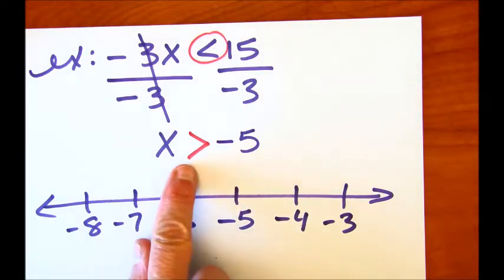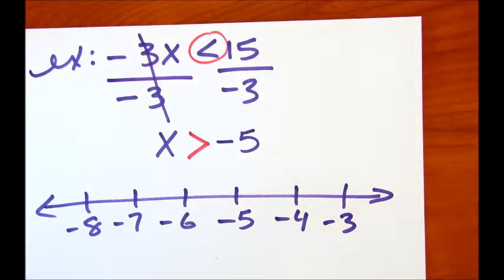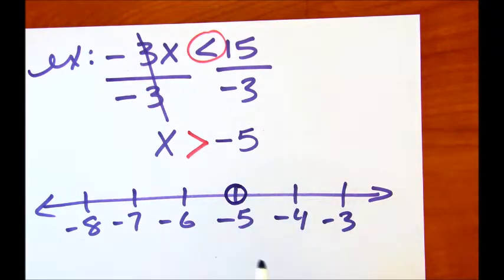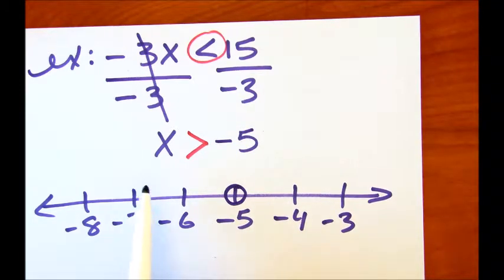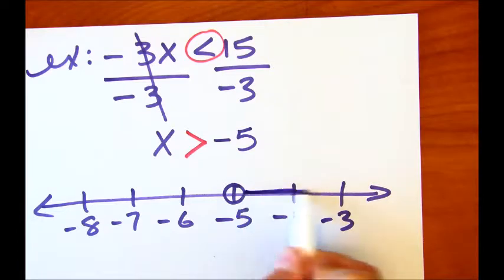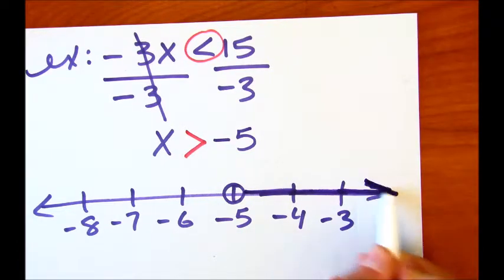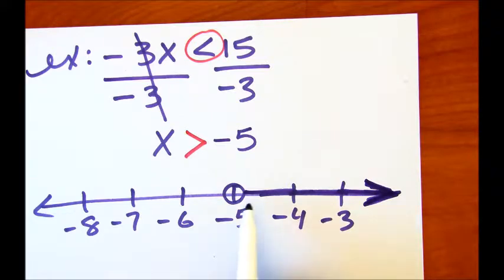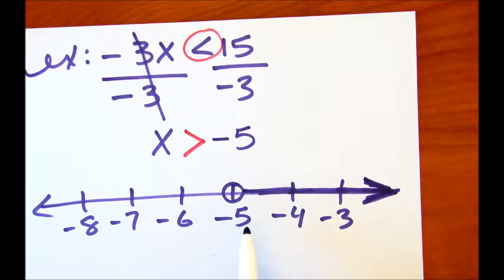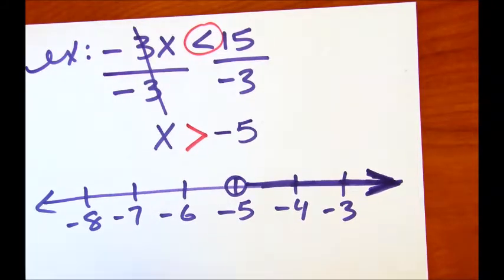So now this is greater than, not greater than or equal to, so it's going to be an open circle. So first find negative 5, here it is, open circle, or an open dot, wherever you want to say it, and x is going to be greater than negative 5. So that means I'm going to the right of that negative 5. I'm going to darken that line, all the way to the arrowhead. So any of these numbers that are greater than negative 5 are possible solutions for this inequality.